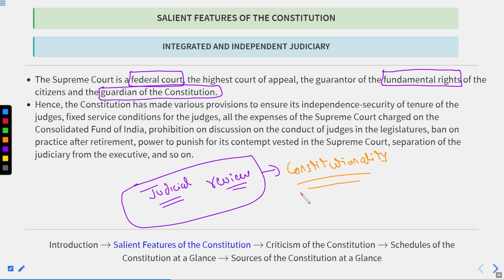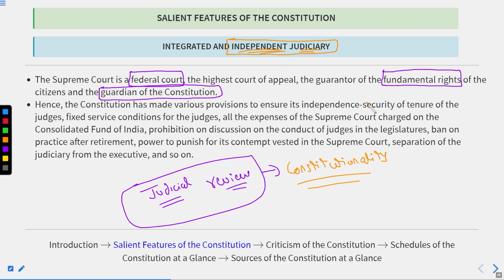Hence, the Constitution has made various provisions to ensure its independence: security of tenure of the judges, fixed service conditions of the judges, all the expenses of the Supreme Court charged on the Consolidated Fund of India, prohibition of discussion on the conduct of judges in the legislature, ban on practice after retirement, power to punish for its contempt vested in the Supreme Court, separation of the judiciary from the executive, and so on. Okay, so basically that makes an independent judiciary. Okay, how? Let me tell you.